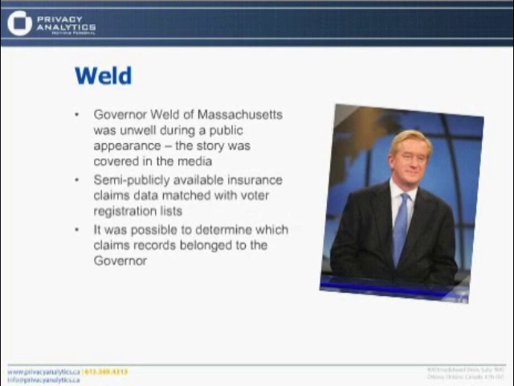The second example is Governor Weld of Massachusetts, who had an incident where he was unwell. He collapsed during a public presentation or public appearance, and the collapse was covered in the media. And then a researcher was able to, using insurance claims data that was semi-publicly available, data that could be bought from the Group Insurance Commission, identify the transactions, the claims that belonged to Governor Weld, and determine why he went into hospital, what the cause of that collapse was.